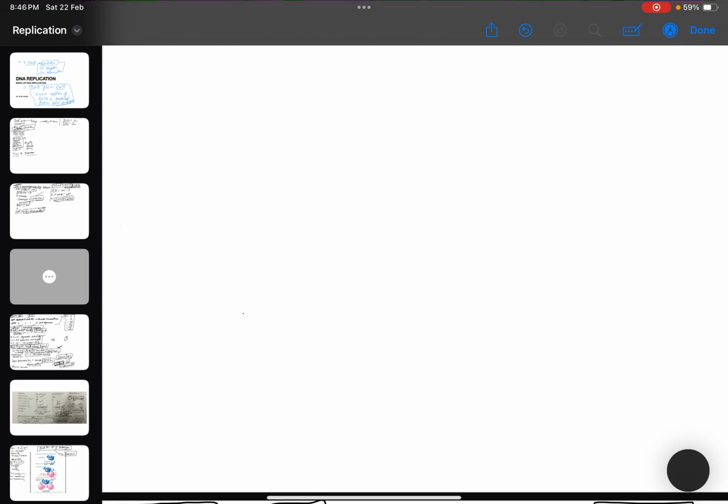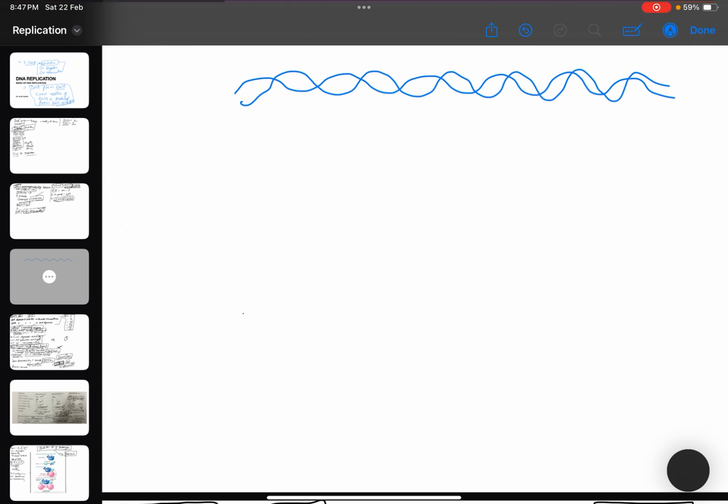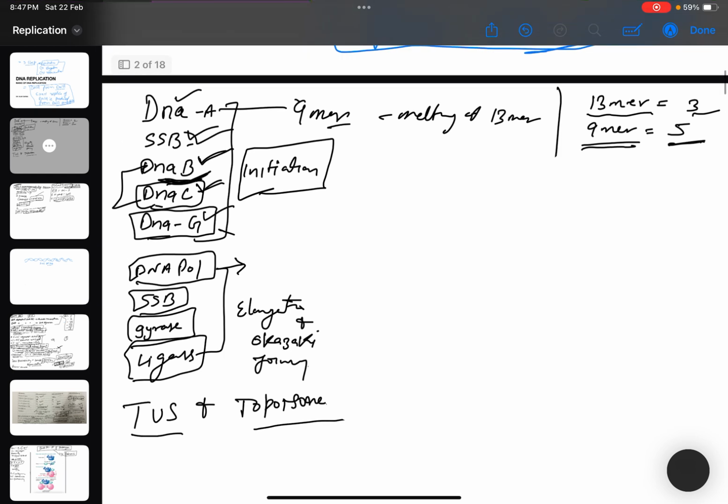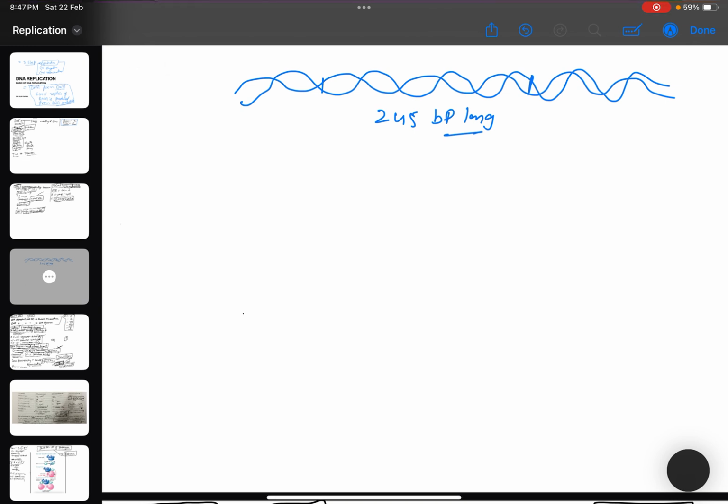Let's have a DNA. In the previous video we discussed how many origin of replication sites are present in prokaryotes and eukaryotes. Let us talk first about prokaryotic DNA replication. As we know, the DNA of a prokaryotic cell is circular, and we take it as linear. We saw that there is an origin of replication site which is 245 base pairs long, and it contains 3 units of 13mer, as we already discussed in the previous video, and 5 units of 9mer in this 245 base pair DNA.